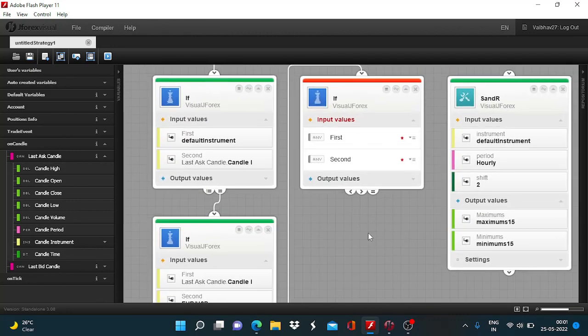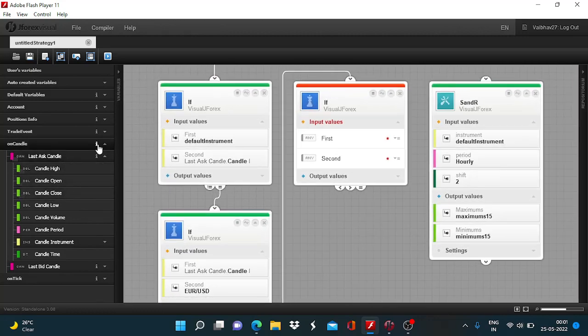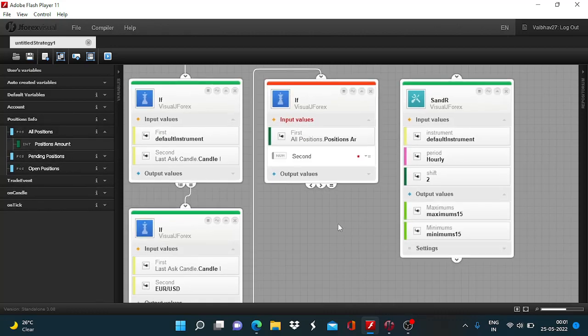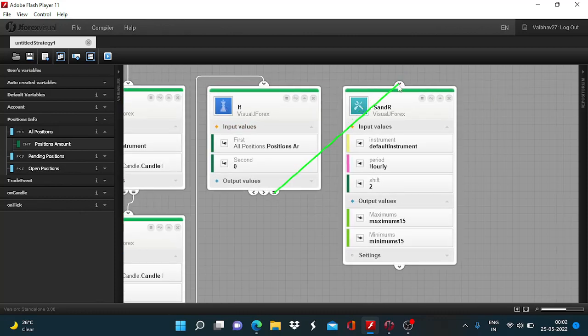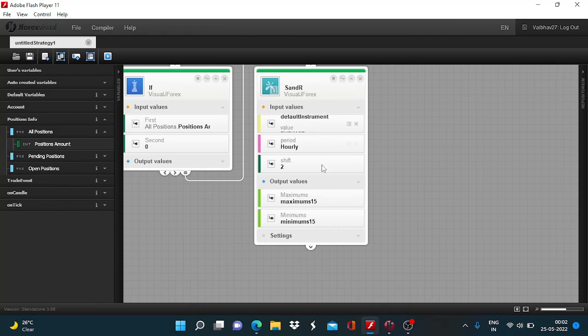Now let us define the position amount at 0 to make sure there is no existing pending or open position on the account to avoid doubling down of any existing position. I will define the second parameter at 0, which we then join into this S and R indicator block. Now we have defined these input parameters.